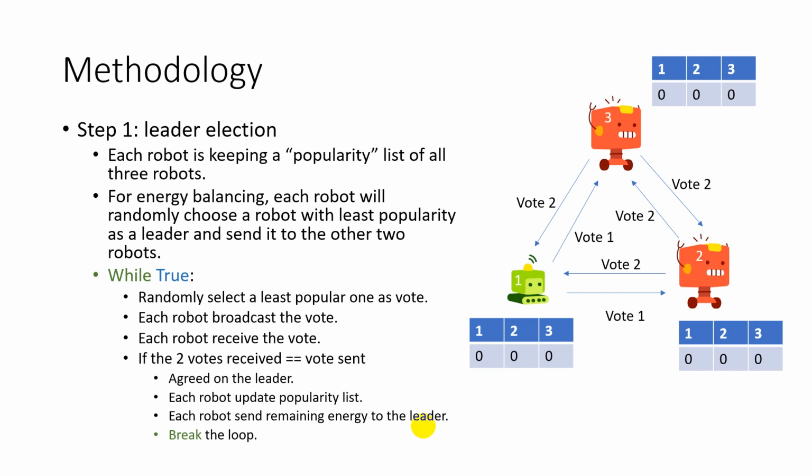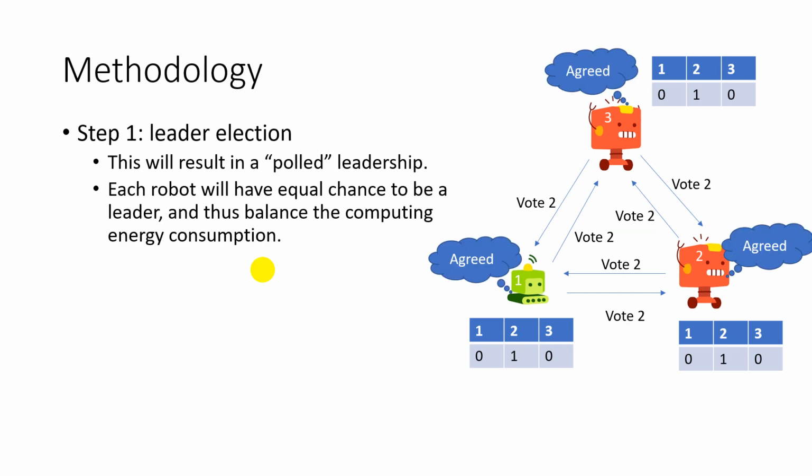For example, in this figure, robot 1 sends vote 1 to the other two robots, and robots 2 and 3 send vote 2 to the other two robots. In this scenario, they couldn't agree, so the loop will not break and we go to the next iteration. In this scenario, all three robots voted 2. So they agreed that the leadership goes to robot number 2.